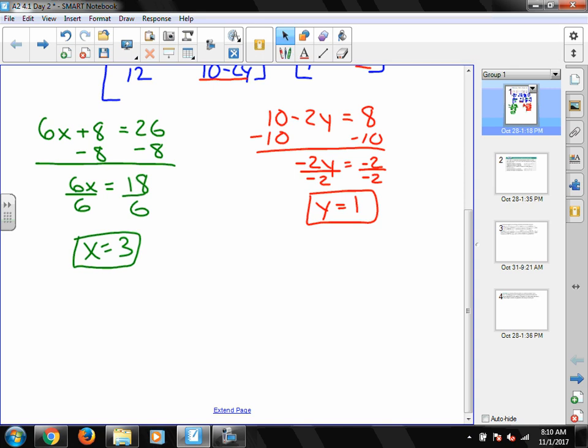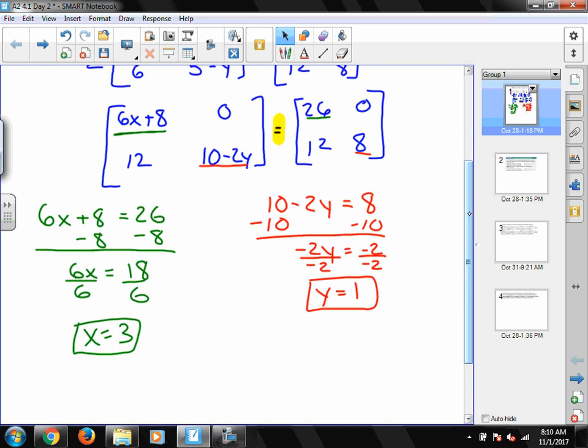With these, we're not talking about ordered pairs yet, so I'm okay right now if you just leave these as x equals 3, y equals 1. Those are perfectly fine answers for me right now. We'll talk about how we deal with ordered pairs and matrices later, but for right now, you're just solving equations. Just tell me what x and y are.